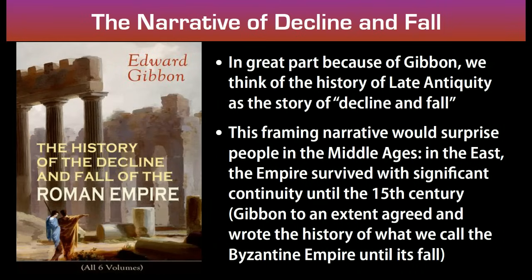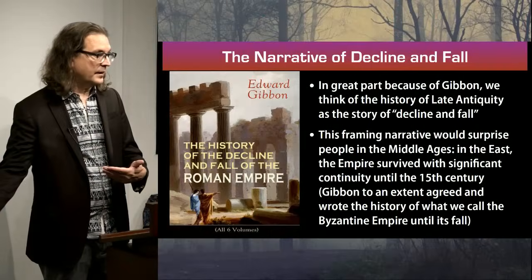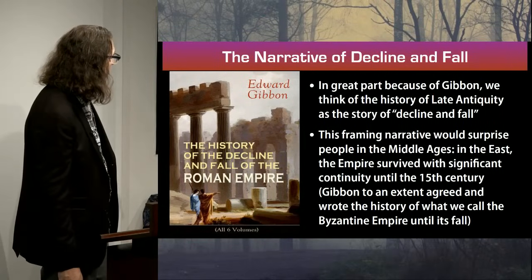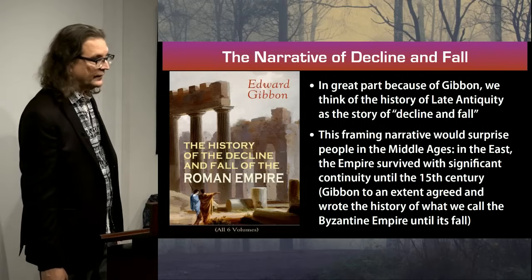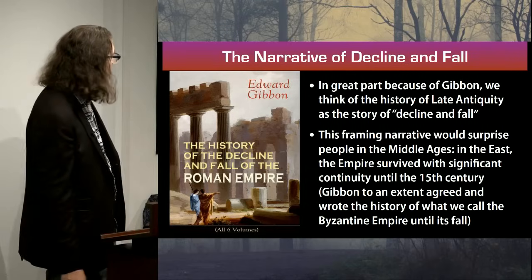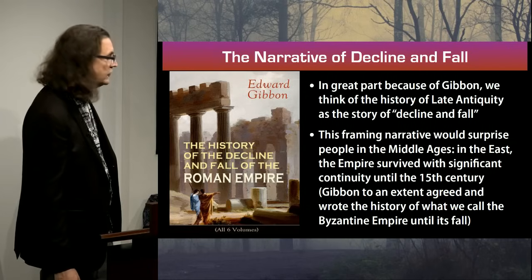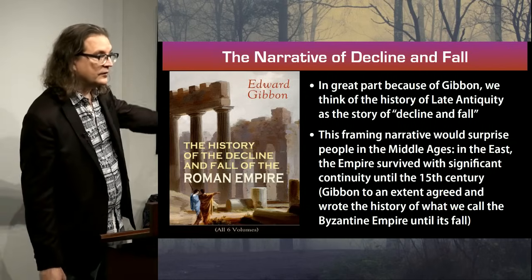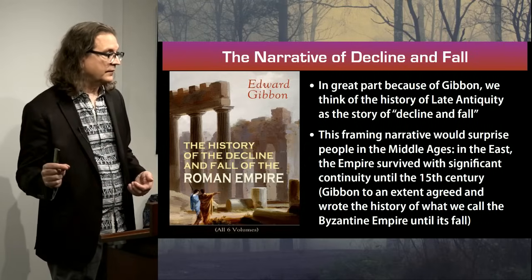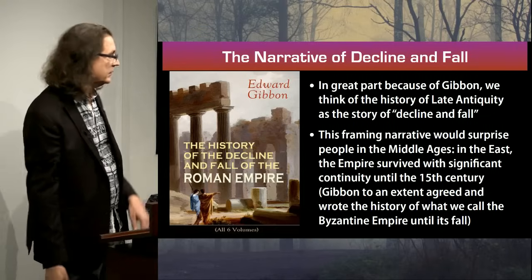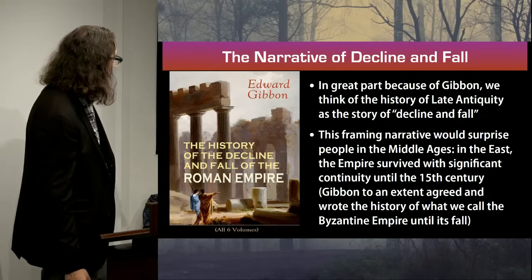In great part then, even though we've inherited it, this narrative would actually surprise people a lot in the Middle Ages. They would not have ever thought of Rome as actually declining and falling. Certainly, if we go to the eastern part of the Roman Empire, which continues on, it survives with very significant continuity. The state continues to exist until the 15th century. And we can say anyway that Gibbon kind of agrees, because he actually does follow the history of the East Roman Empire until the fall of Constantinople to the Turks in 1453.